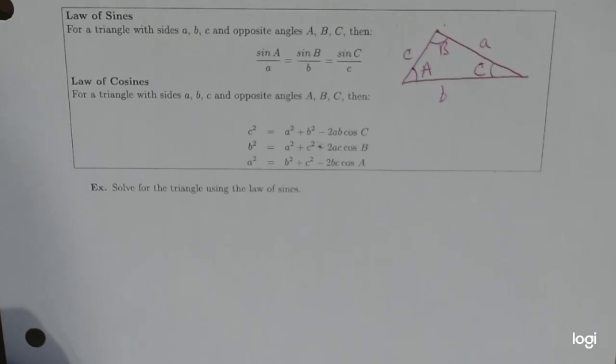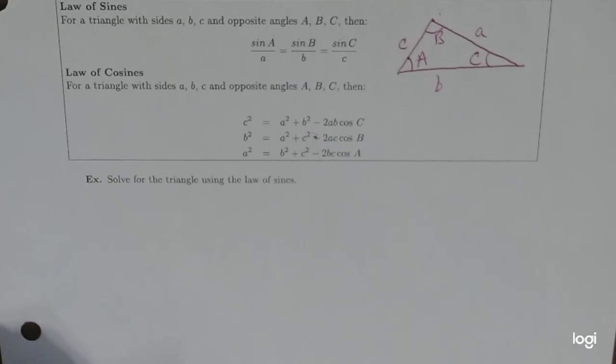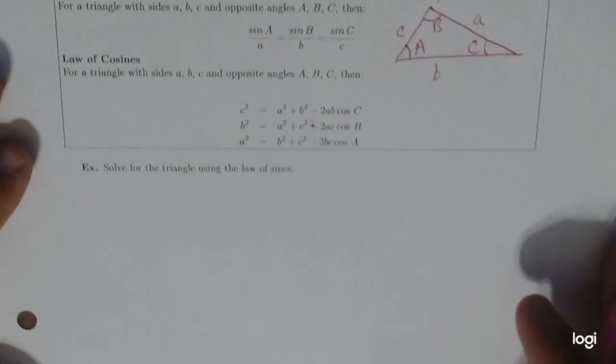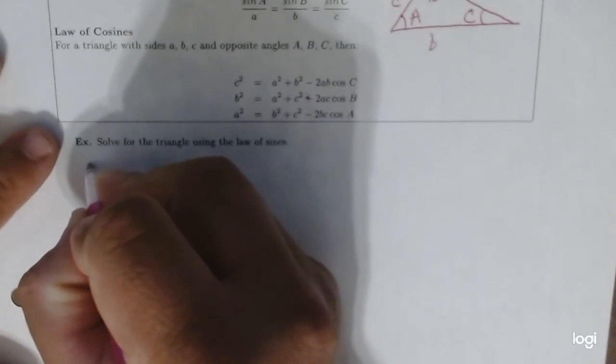So what we're going to do now is, let's try some examples out using these laws of sine and cosine respectively, right? So let's suppose this is our triangle here.